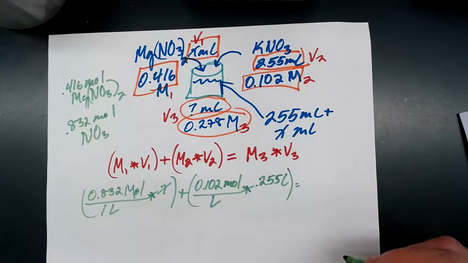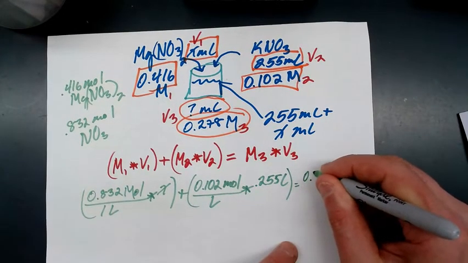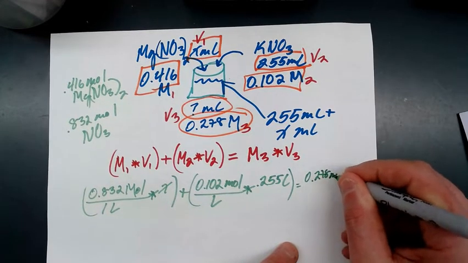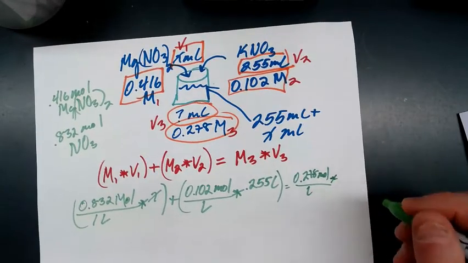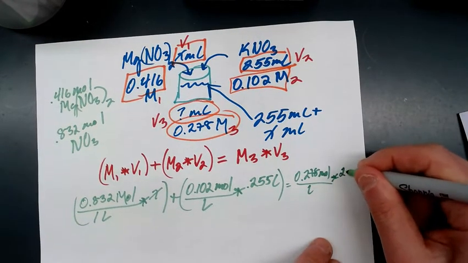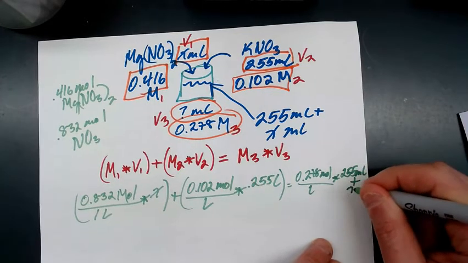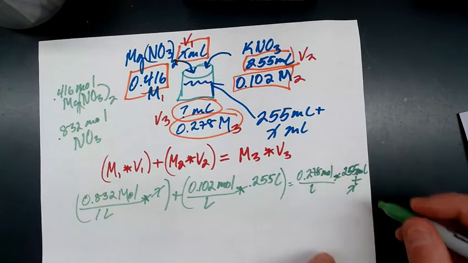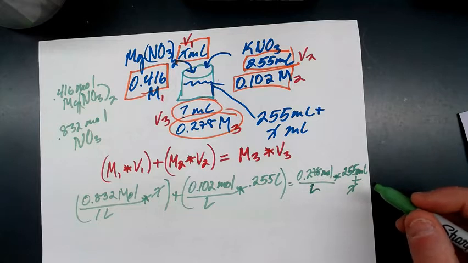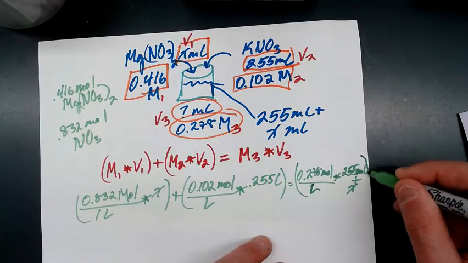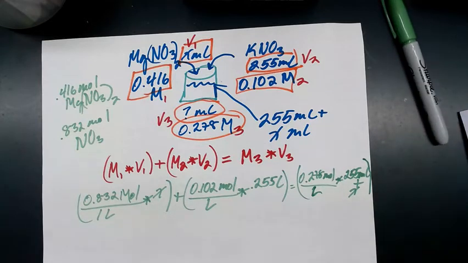I'm going to say we have our M3, which is our 0.278. That's going to be moles per liter, and that's going to be multiplied by my volume, which is 255 milliliters. Ooh, I'm not going to have enough room. Plus my X. I have to multiply those through, meaning I am going to distribute. So all this is together. So when I distribute this, what do I get?